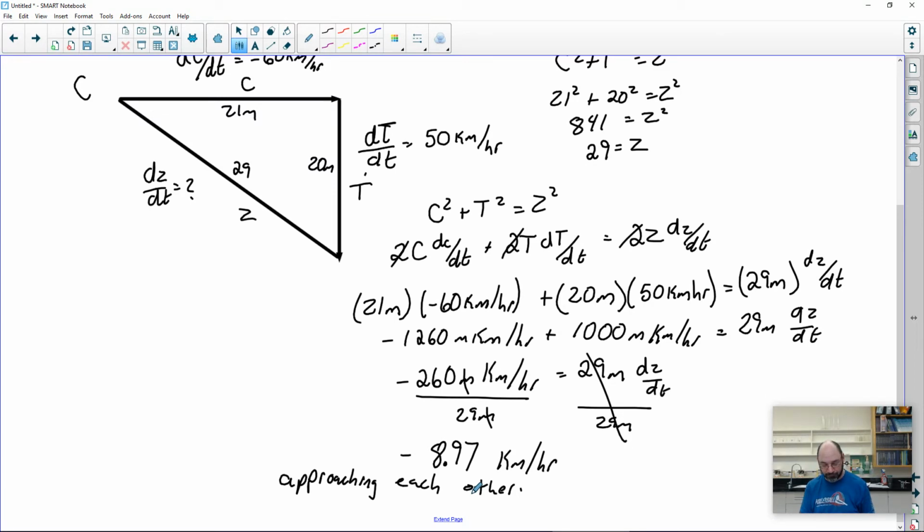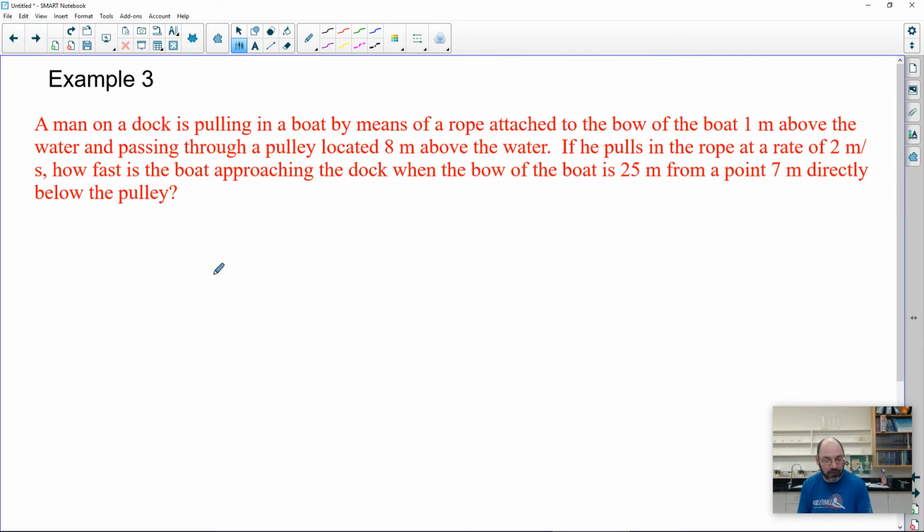So let's see here. This one here I think we'll use. Let's pop this one up. This is one where the hypotenuse is going to be, and I'll draw it out for you. It says a man on a dock is pulling a boat by means of a rope attached to the bow of the boat 1 meter above the water and passing through a pulley located 8 meters above the water. So the difference between that is 7, right? If he pulls the rope at a rate of 2 meters per second, how fast is the boat approaching the dock when the bow of the boat is 25 meters from the point 7 meters directly below the pulley?